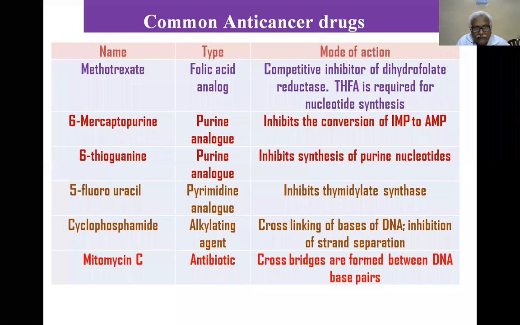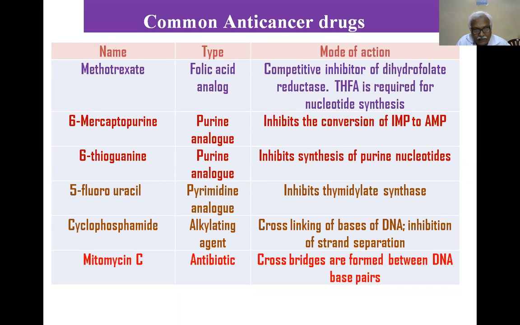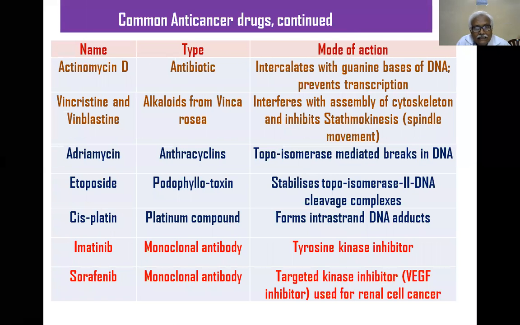Cyclophosphamide is an alkylating agent, causing cross-linking of bases of DNA and inhibition of strand separation. Mitomycin C is an antibiotic, and cross bridges are formed between DNA base pairs. Actinomycin D is an antibiotic. It intercalates with the guanosine bases of the DNA and prevents transcription. Vincristine and vinblastine are alkaloids from the Vinca rosea group of plants. They interfere with the assembly of the cytoskeleton and inhibit cytokinesis, spindle movement.